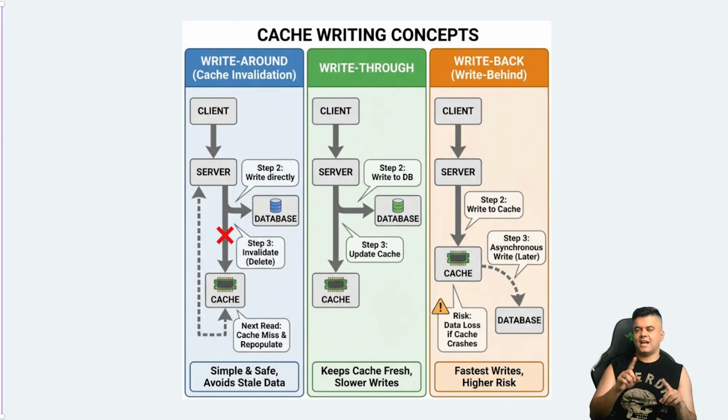The most common write policy is called write around, and it's also called cache invalidation. And now let's go through 4 steps to understand how write around works. In step 1, the client sends a write request, let's say to update a product price. In step 2, the server writes the new price directly to the database. In step 3, as you can see on the diagram, the server deletes the cached item from the cache. This is called invalidation. And step 4 is that the next read request will be a cache miss, which will fetch the updated data from the database and will repopulate the cache.